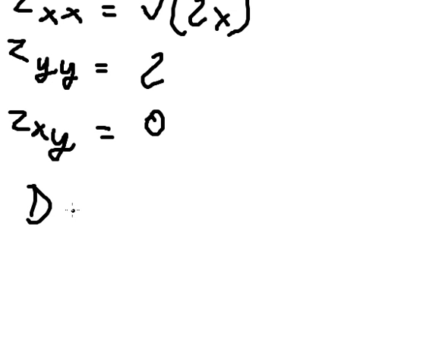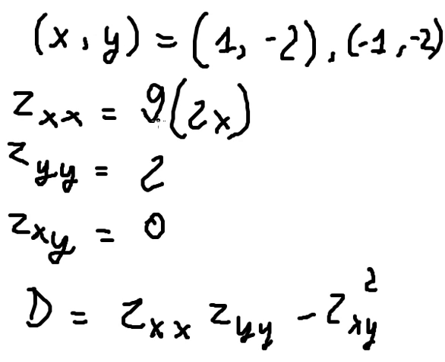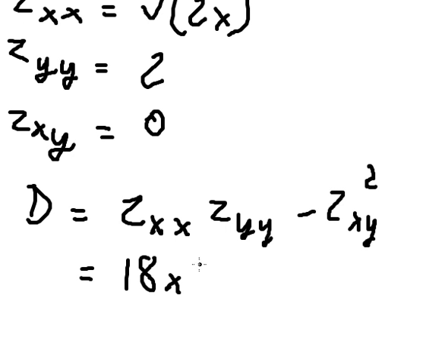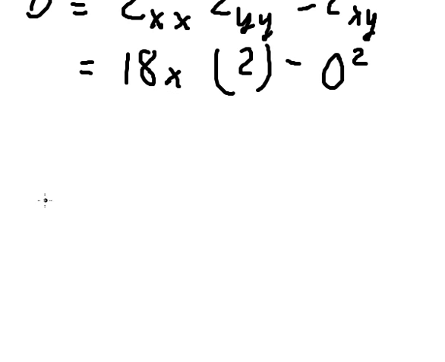So we have D equals to, that is about zxx zyy minus zxy to the power of 2. So I will put 18x go in here. And zyy we have number 2 minus number 0. So for the first one, we have number 1. So we put number 1 go in here. So you got about D equals to 36.